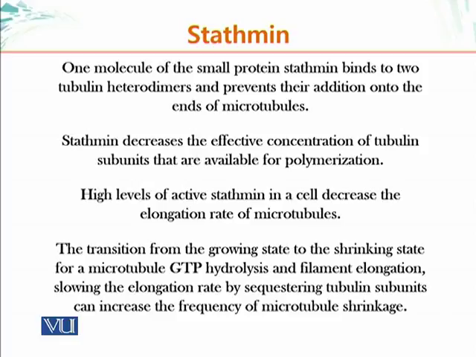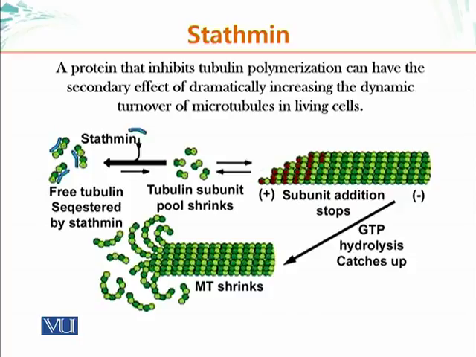Let me show you a diagram of this. If you have Stathmin, here is the blue molecule. This blue structure is the Stathmin. One Stathmin molecule can bind two of these tubulin dimers. The light green and dark green balls are the tubulin dimer, and one Stathmin molecule is binding two of these. So when Stathmin binds these free tubulin subunits, it sequesters them, and these subunits cannot then add on to the microtubule.